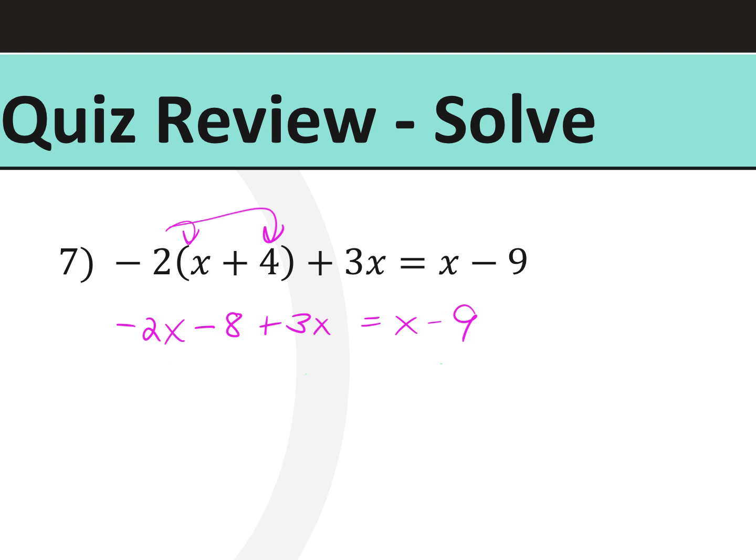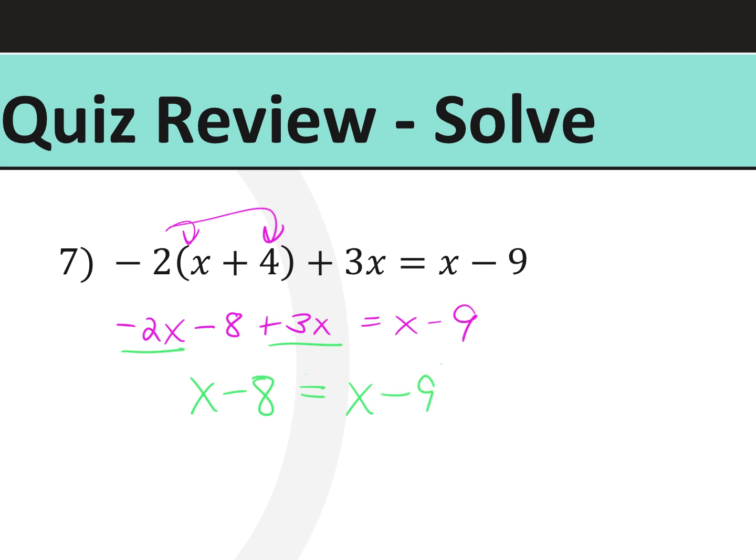Simplify this left-hand side. I have a negative 2x and a positive 3x. What does that give you? Negative 2 plus 3? 1, okay, 1x, okay, minus 8 equals x minus 9.